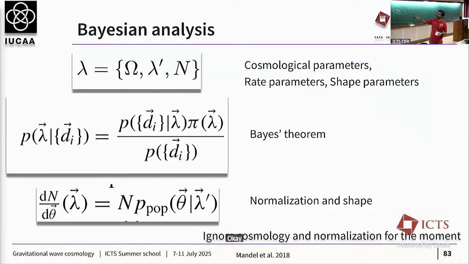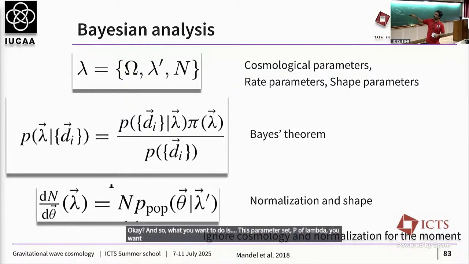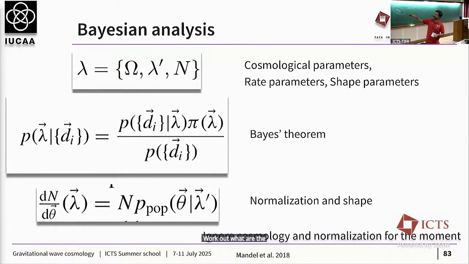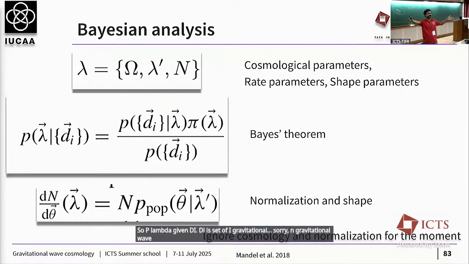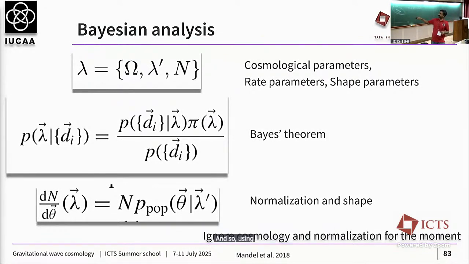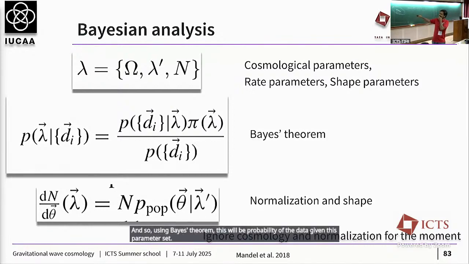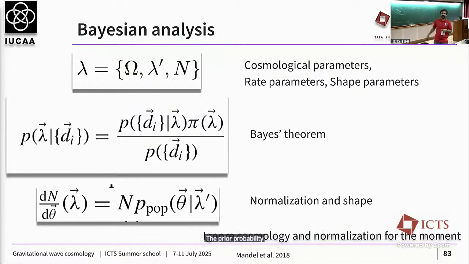Okay. And so what you want to do is, for this parameter set, P of lambda, you want to work out what the parameters are given the data measurements that you have. So P of lambda given D_i. D_i is the set of n gravitational wave events that you have measured. And so using Bayes' theorem, this will be the probability of the data given this parameter set, the prior probability, and then the evidence here. Just Bayes' theorem rewritten.